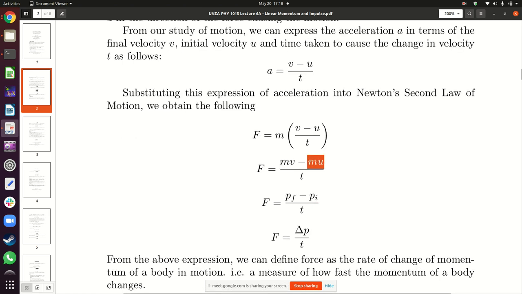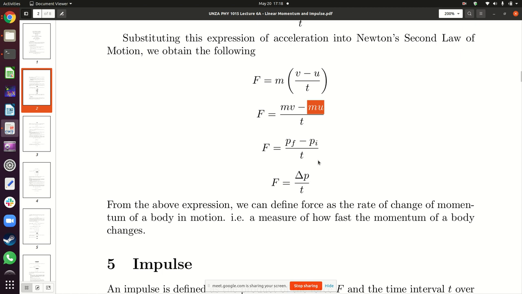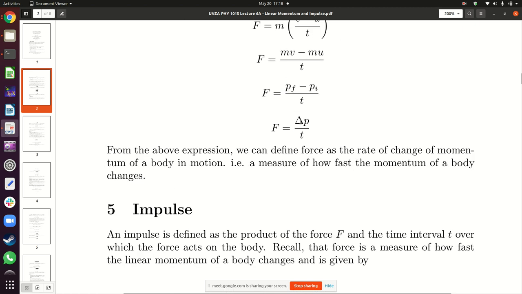When you multiply the mass times the final velocity, this is what you call the final linear momentum. When you multiply the mass times the initial velocity, this is what you call the initial linear momentum. So with this, we can replace this with pf, the final linear momentum, minus the initial linear momentum, divided by the time. This final linear momentum minus initial linear momentum is the change in linear momentum, on top here, divided by the time.